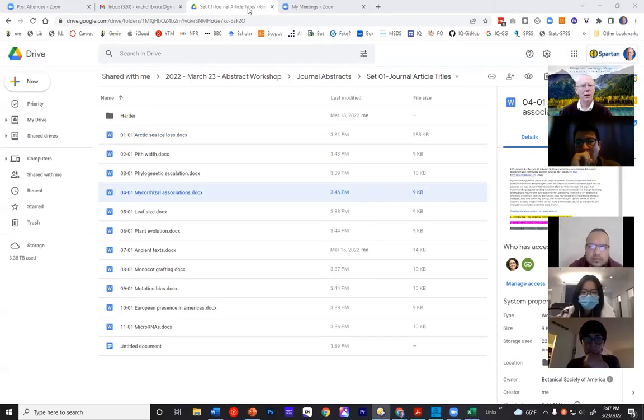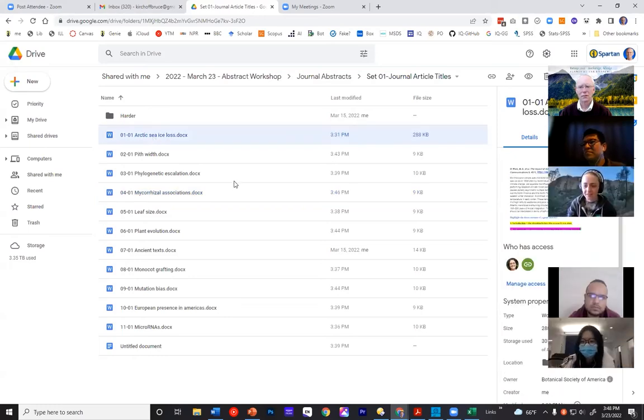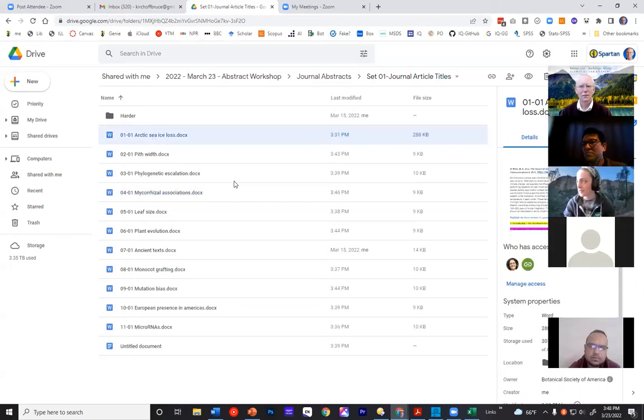Do we have everyone back from the rooms? Yes. Okay, so let's ask if anyone wants to share the work that they did, and I will bring up the document here on my screen so everyone can see it. I can. Solange and I did one on pith width, leaf size, and twig thickness. It's number 2.